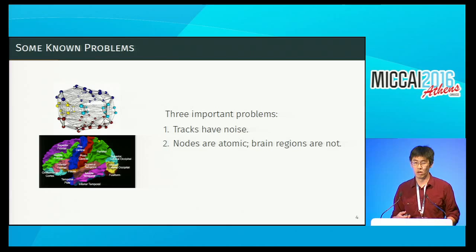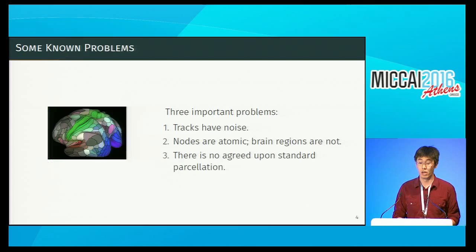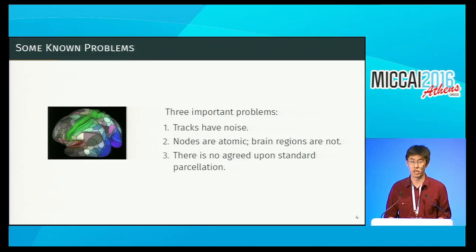Nodes only have incident edges, but brain regions have interiors and exteriors and boundaries and geometry and all kinds of other continuous or continuum sort of properties that are not easily modeled by discrete topology. And third, and perhaps the most troubling, is that there's no agreed upon standard parcellation. What we're seeing here is actually the HCP parcellation, which came out over the summer. It's a very good one. It has 160-ish regions, but it's not comparable to the FreeSurfer parcellation I was just showing you.